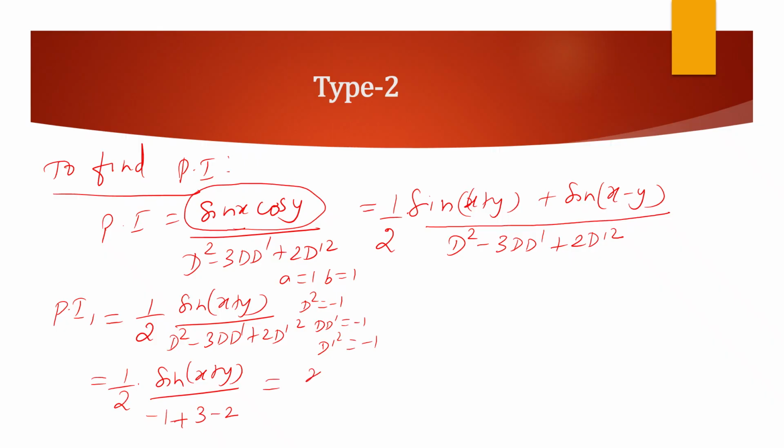We have to take x in the numerator. First time we are taking x; next time we have to take x square by 2 factorial. First time the denominator vanishes, so we take x in the numerator. So we have x by 2, and then we take our function sine of (x plus y), and we have to differentiate the denominator with respect to D alone. So it is 2D minus 3D dash.